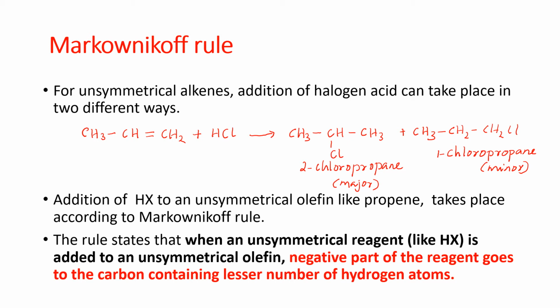So in this case, propene is an unsymmetrical olefin. So when HCl is added, according to Markovnikov rule, the negative part of the reagent, Cl minus, gets attached to the carbon containing lesser number of hydrogen atoms. So 2-chloropropane is the major product according to Markovnikov rule.